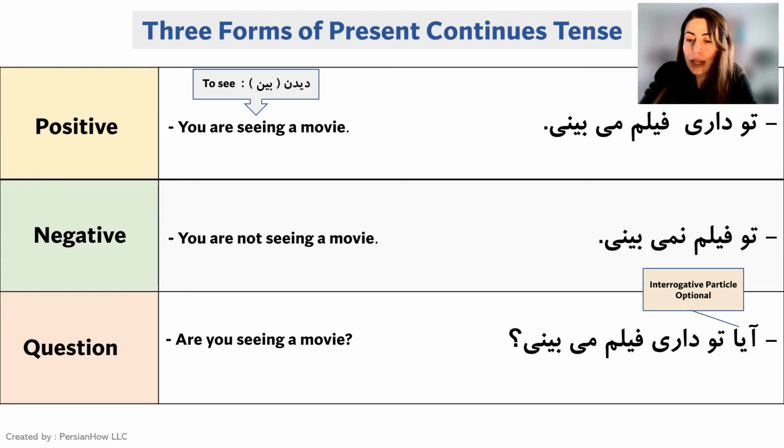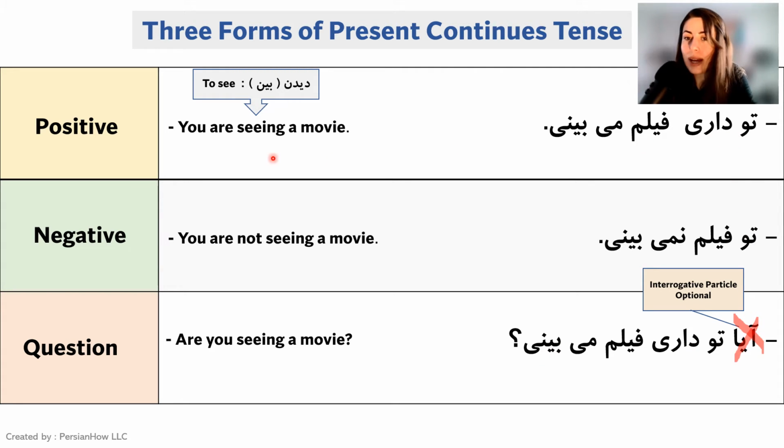But you have to know that آیا is optional, so I don't need to use آیا. We only use it when we really want to emphasize the question. Other than that, we don't really use it in everyday spoken conversations. But the question intonation is very important. For example, if I don't want to use آیا, my tone is going to make it clear that I'm asking a question.